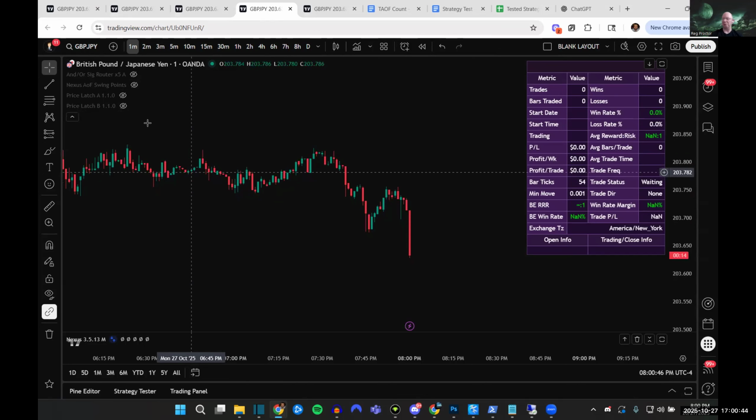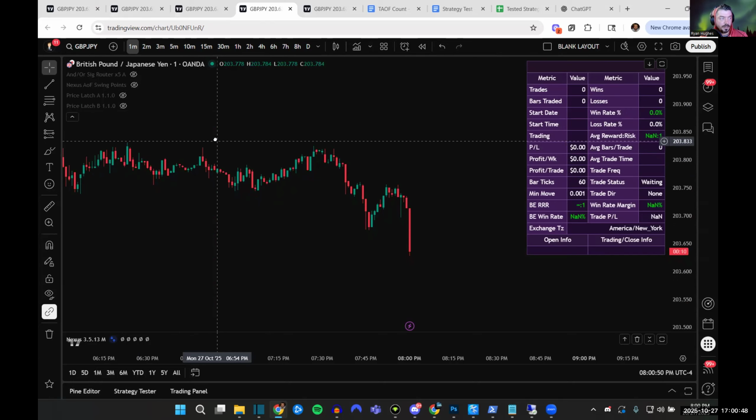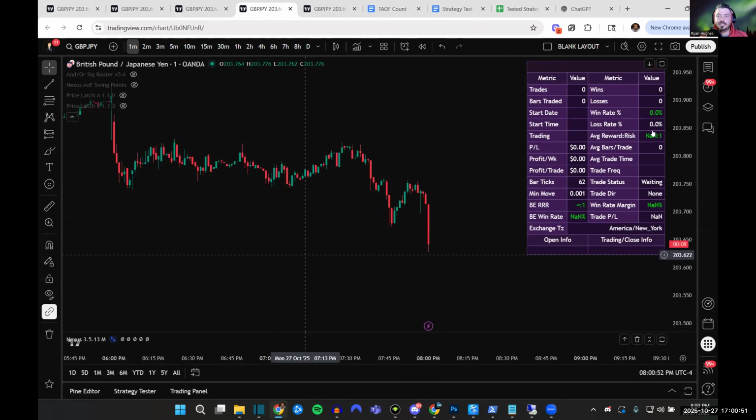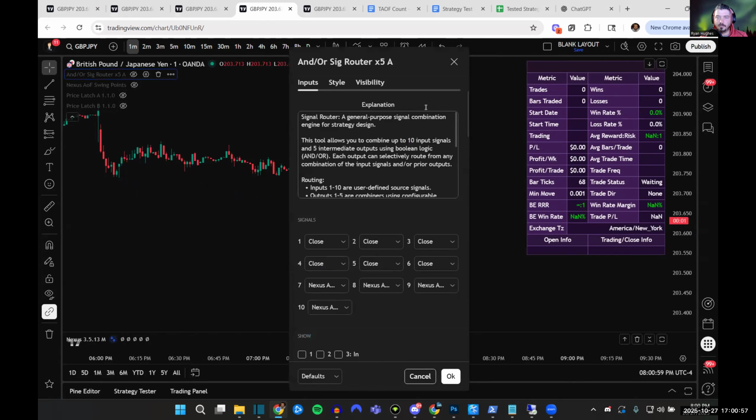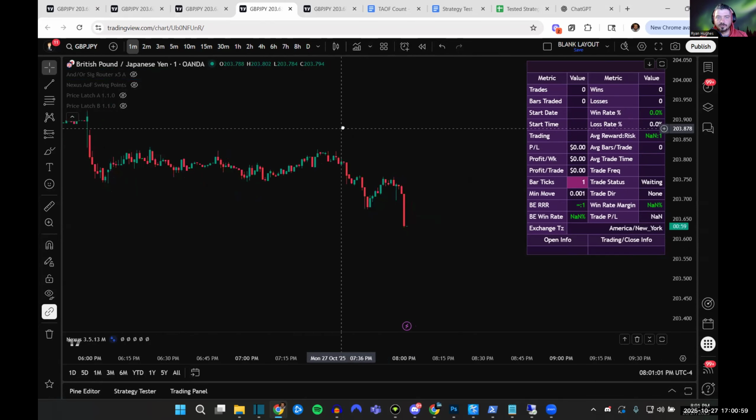Those are components, by the way. Price latch A and B are components. And that gives me my bare bones layout as well as the and or, because that does come up from time to time, so it's good to just have it there in case it's needed.